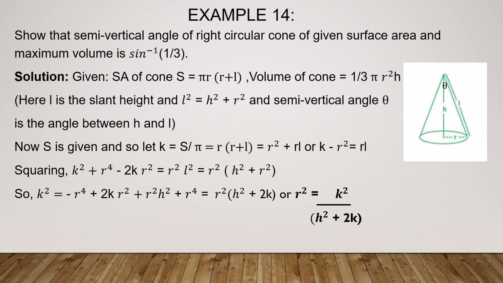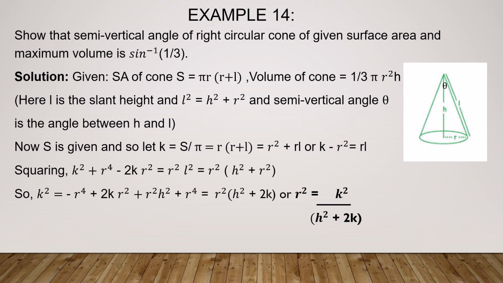Next example. Show that the semi-vertical angle of a right circular cone of given surface area and maximum volume is sine inverse 1 upon 3. So first of all, what is the formula for surface area of a cone? It is S is equal to pi r into r plus L. What is the volume of the cone? 1 upon 3 pi r square h.